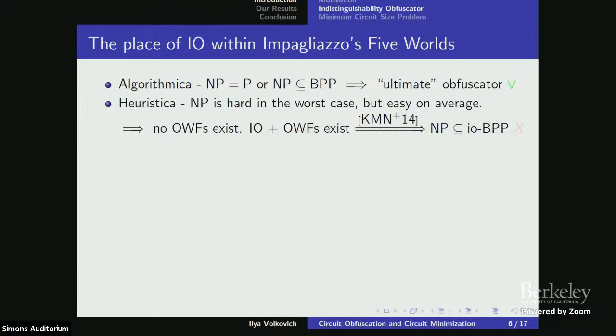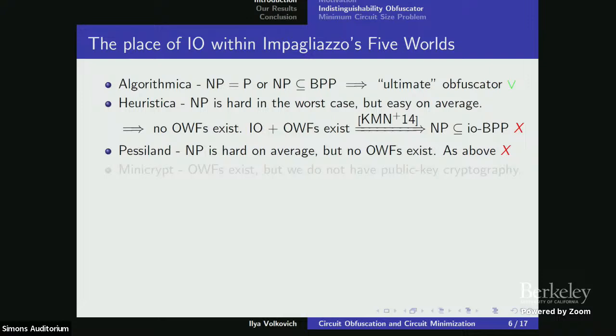If you have IO, and this doesn't happen, then you have one-way functions. So basically, you cannot have that. So in particular, IO cannot live in Heuristica. For the exact same reason, IO cannot live in Pessiland, because you don't have one-way functions.